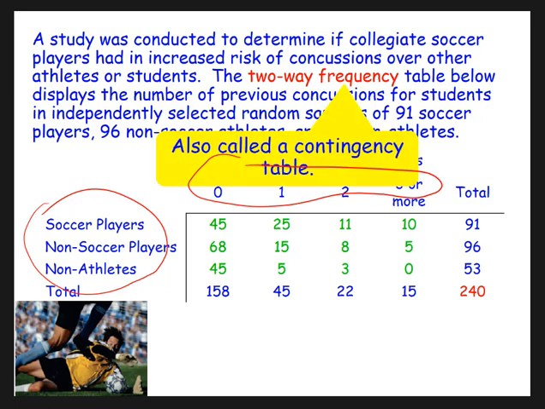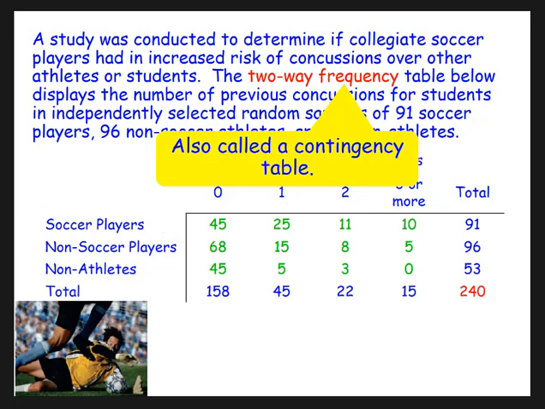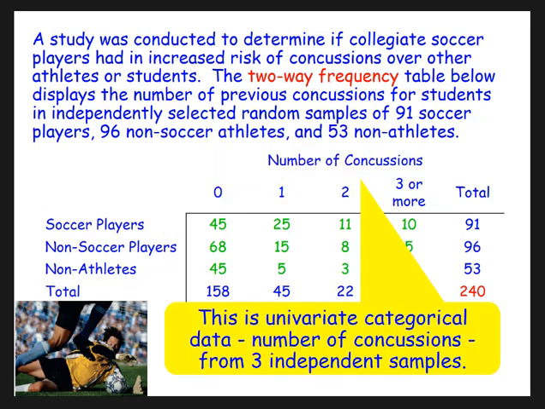So we make this two-way table, which is called the contingency table. We've used those before. So the top is univariate categorical data, but there are several categories, several different independent samples: soccer players, non-soccer players, and non-athletes. So it's like 3 of those univariate tables put together.